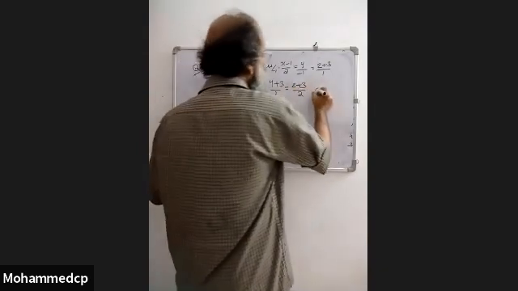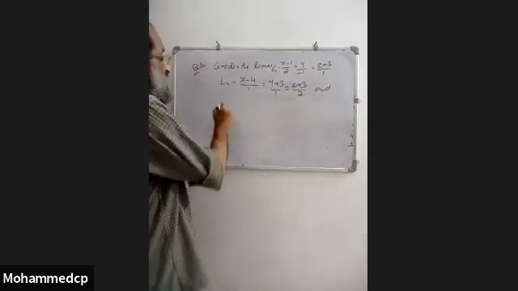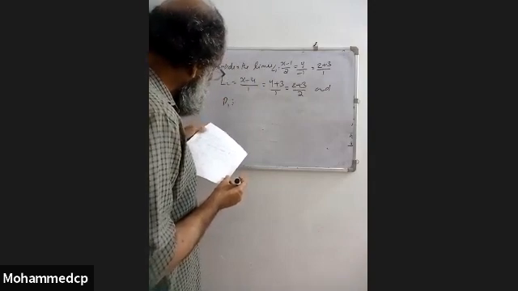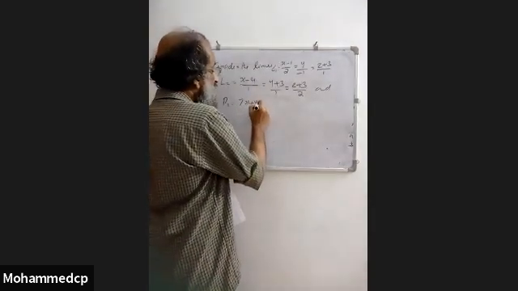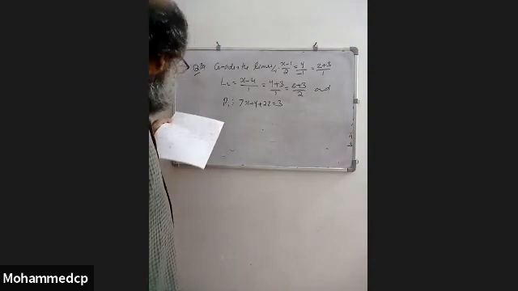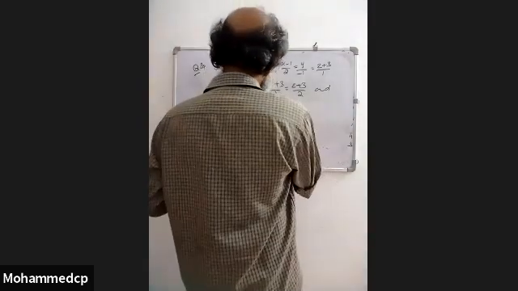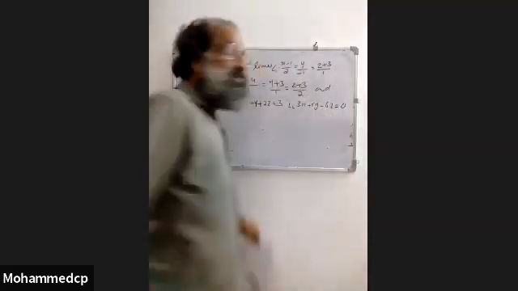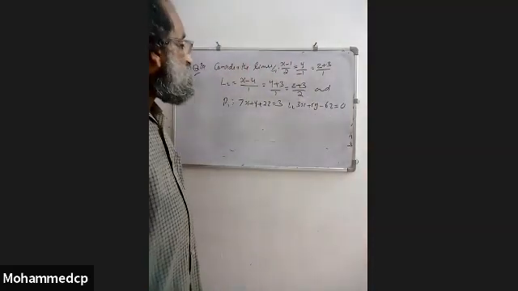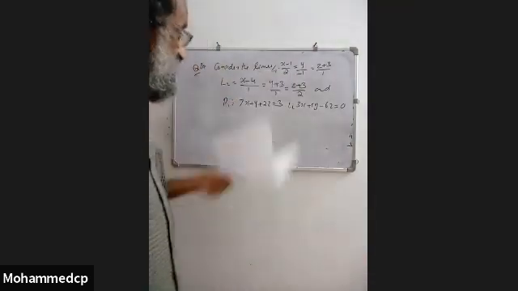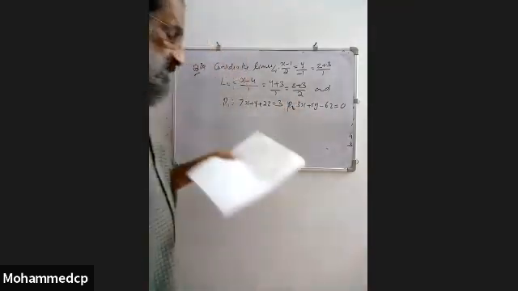Consider the two lines and two planes. P1 is 7x plus y plus 2z equal to 3, and P2 is 3x plus 5y minus 6z equal to 0. Two lines, L1 and L2, and two planes, P1 and P2, are given.